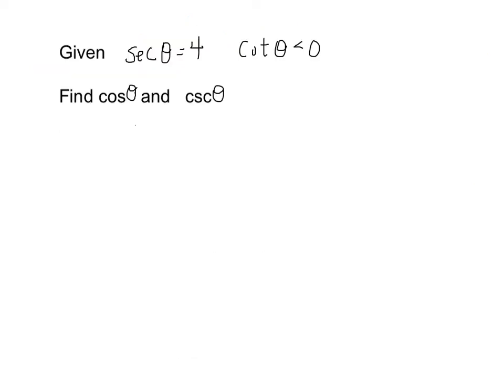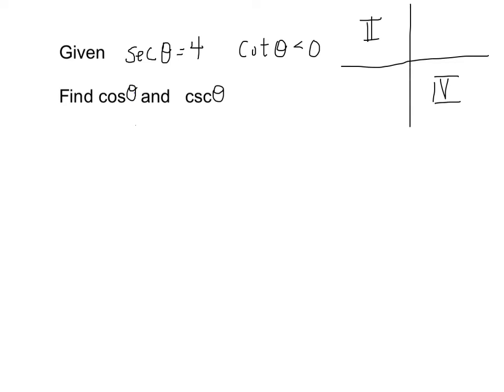Okay, one more. And this one also gives us puzzle pieces. So once again, the first thing we want to try to figure out is what quadrant are we looking at. So we're looking at cotangent. We know cotangent is negative. Cotangent is a reciprocal function, so what other trig function that we use is going to also be negative? And that's going to be tangent. So once again, we're looking at second or fourth quadrant.